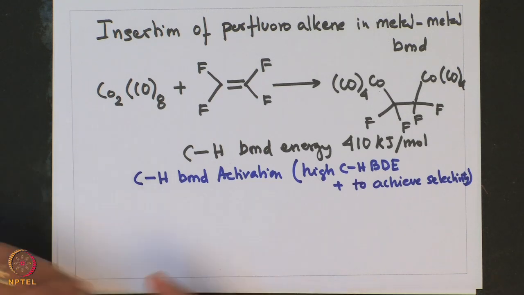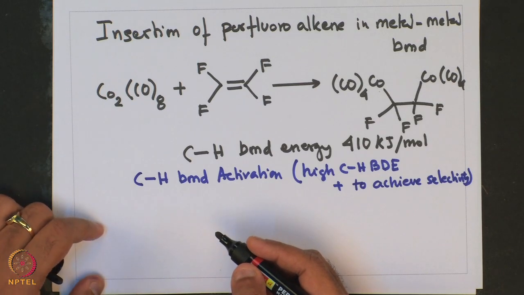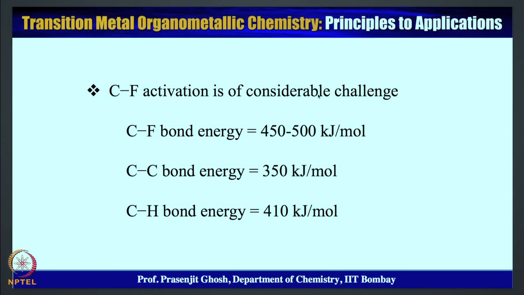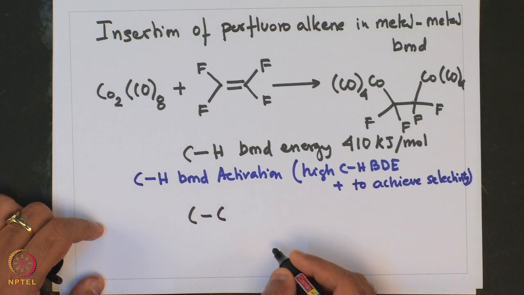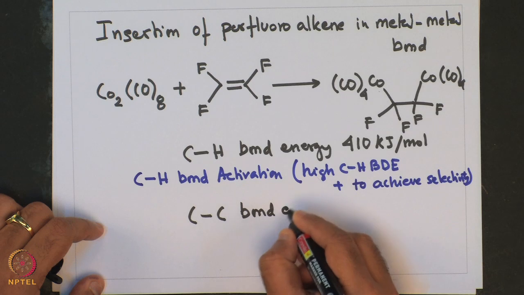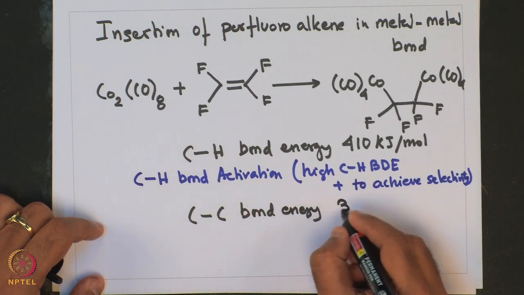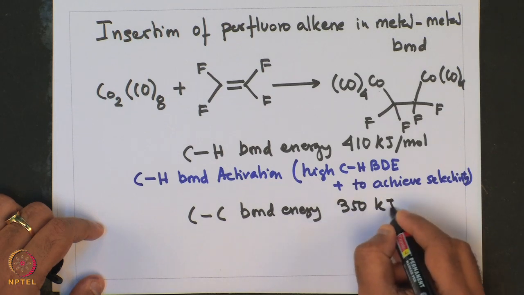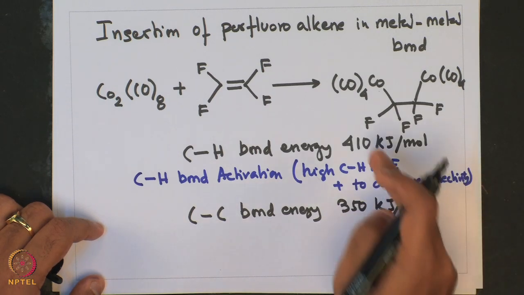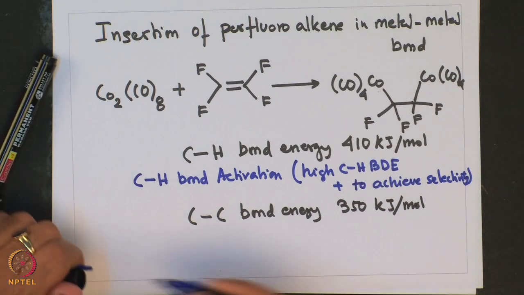Following that, we have looked into CC bond activation, and what we found is that CC bond is even more difficult to activate, despite the fact that the CC bond is somewhat easier to cleave. The CC bond energy is around 350 kilojoules per mole as opposed to 410, but CC bond activation is more challenging.